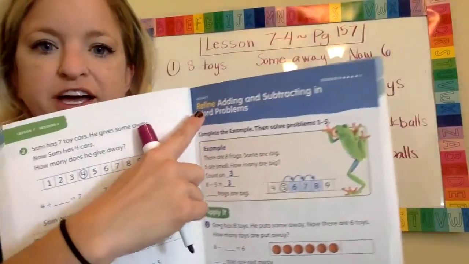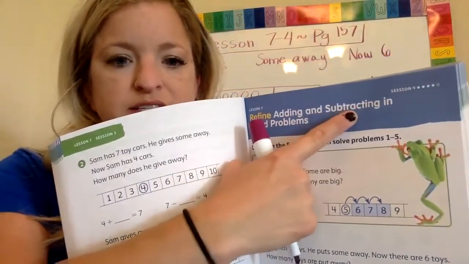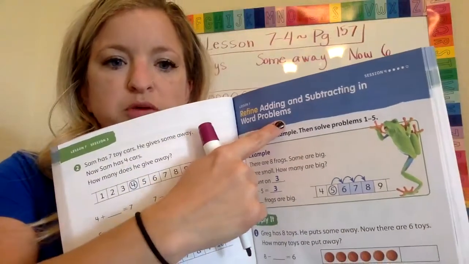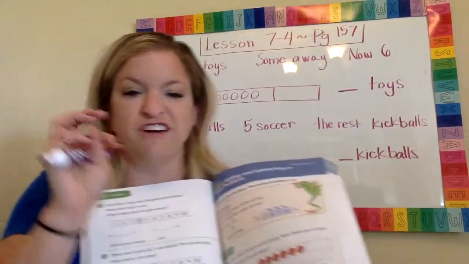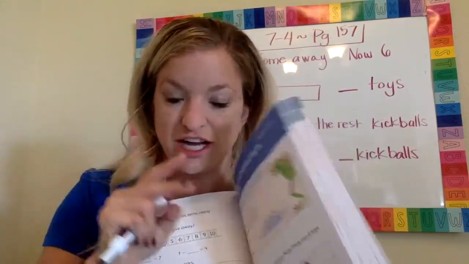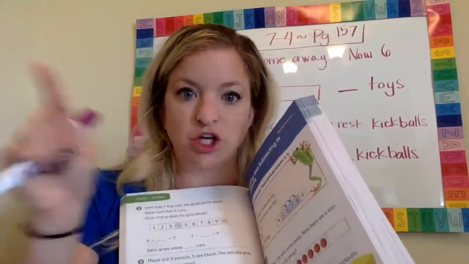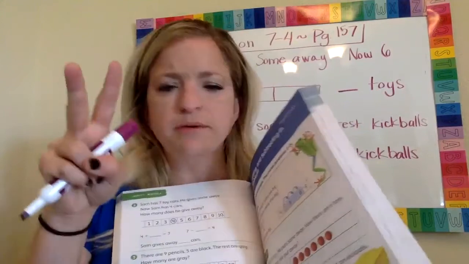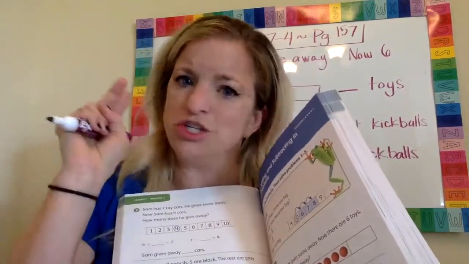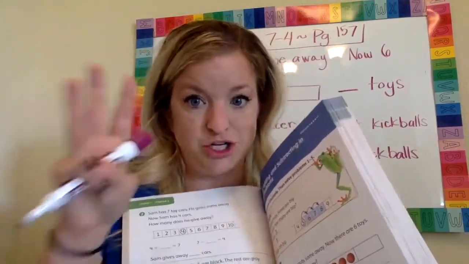At the top, it looks like this. It says, refine, adding and subtracting in word problems. So again, when you have word problems, you have to pick through and find the most important information, which is the numbers, obviously, because we're doing math, and it's the key words that they're telling you. So you have to look for words that tell you what to do. You need to find the numbers and then figure out, what do I need to know? What am I going to do with those numbers to figure out what I need to know?